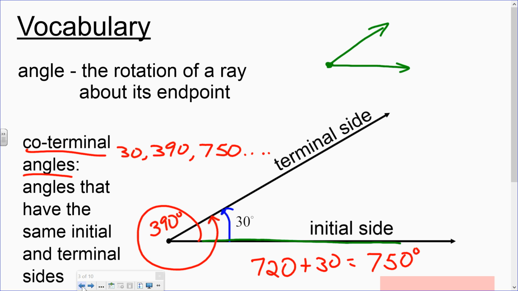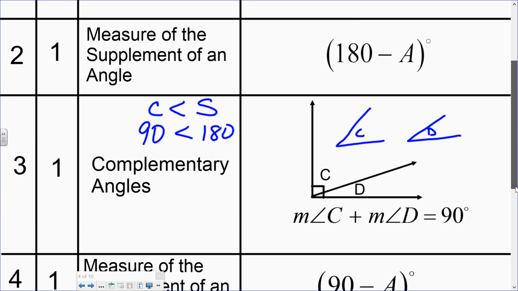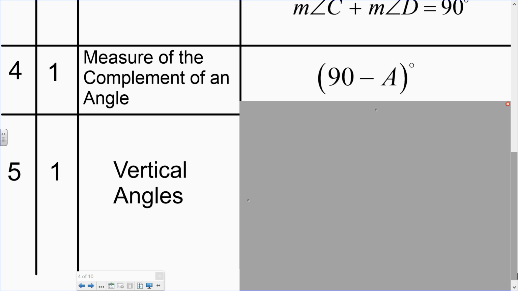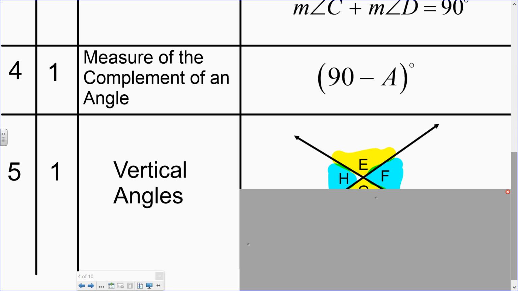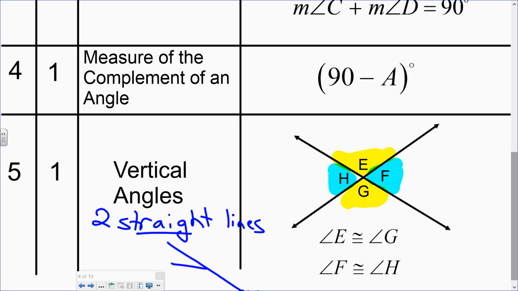You're welcome. And does anybody remember from last year what vertical angles are? That was one that we tended to get confused a lot. A lot of times students wanted to call them opposite angles. Vertical angles are when you have two straight lines that cross. It does not work if you have one straight line and then one that bends where they cross. That does not work for vertical angles. They've both got to be straight.